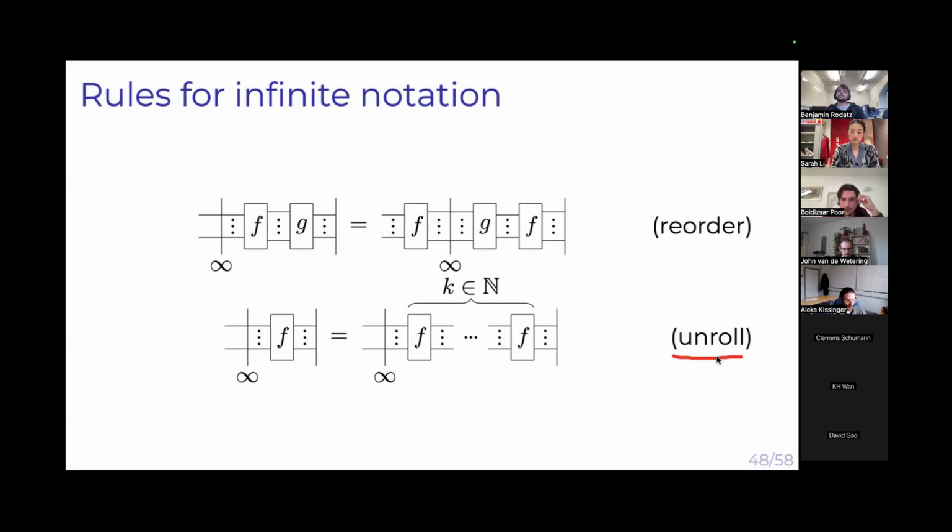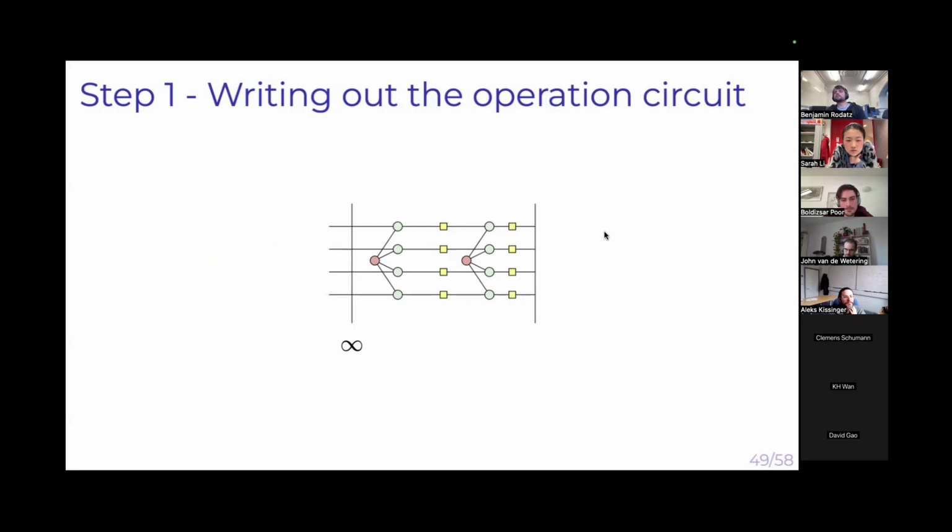We can unroll them, so if you only have F, then you can repeat F as many times as you would like, or you can always reorder. So in this case, if you have F and G, then you can bring forward F, and then you will repeat G and F again. This is because you do F, G, F, G, F, G, now you do F, and you do G, F, G, F, G, F, which is the same.